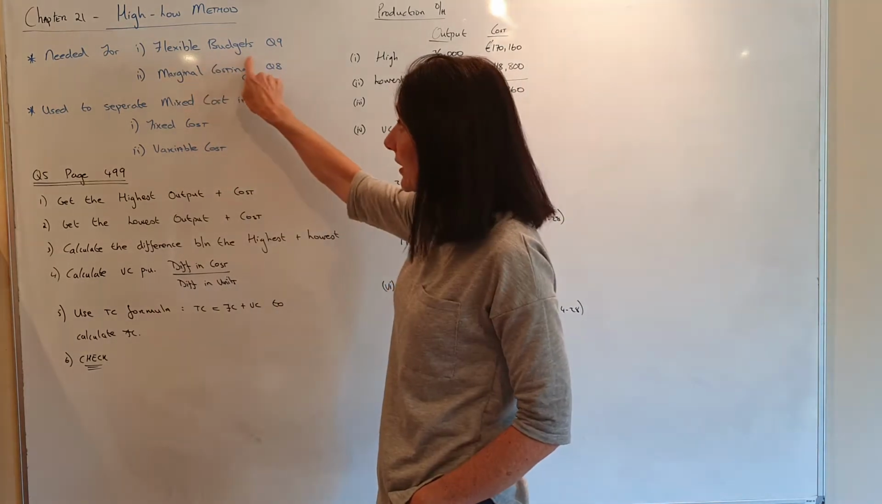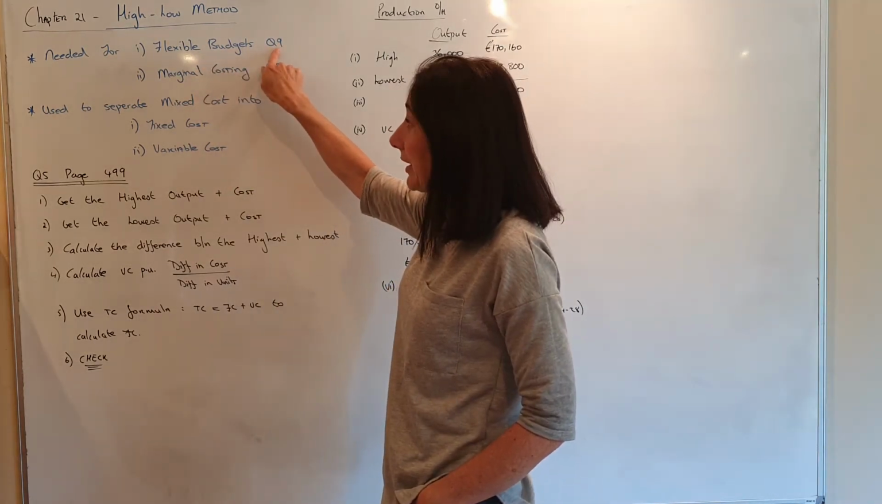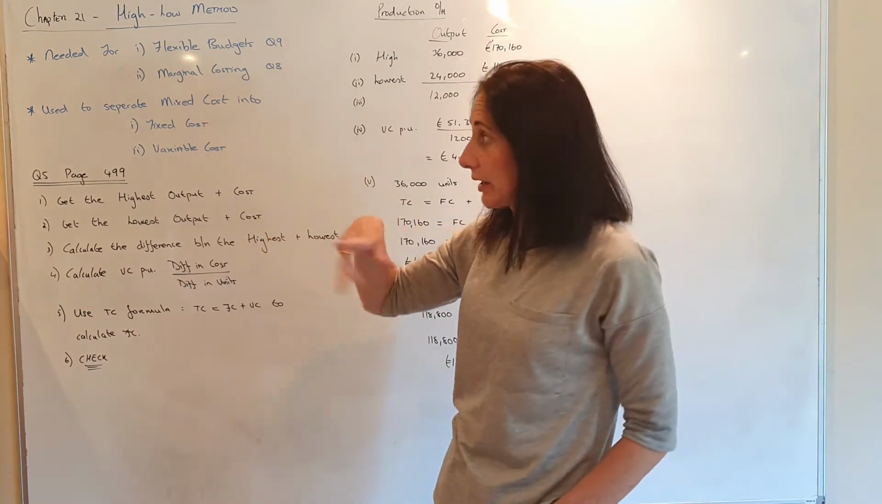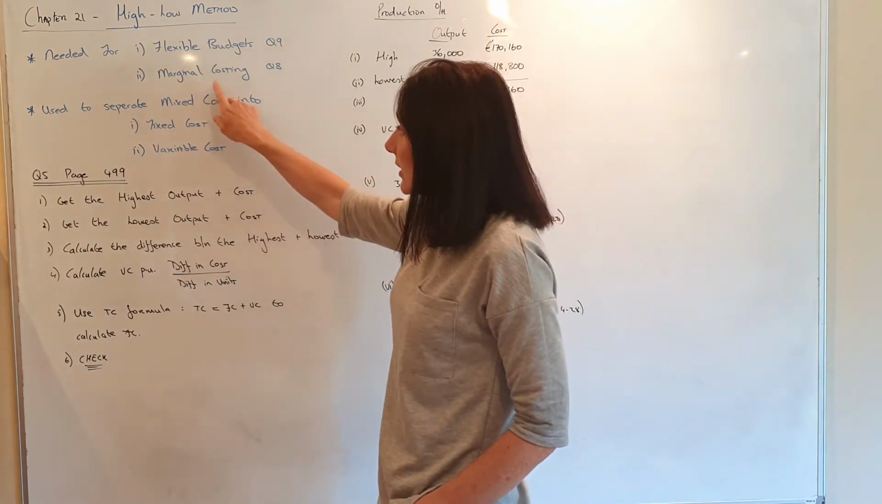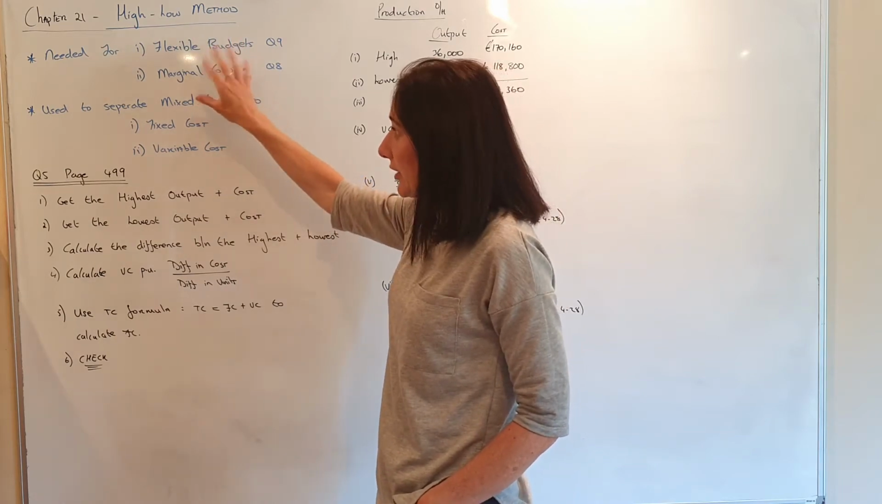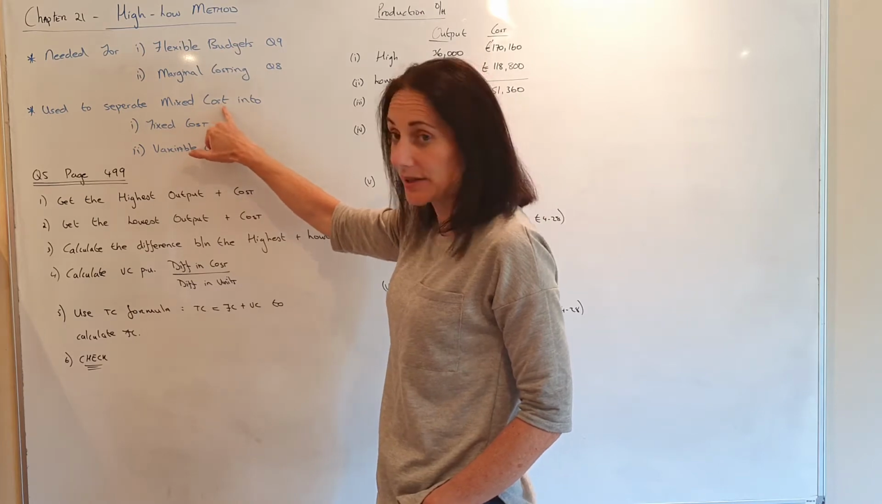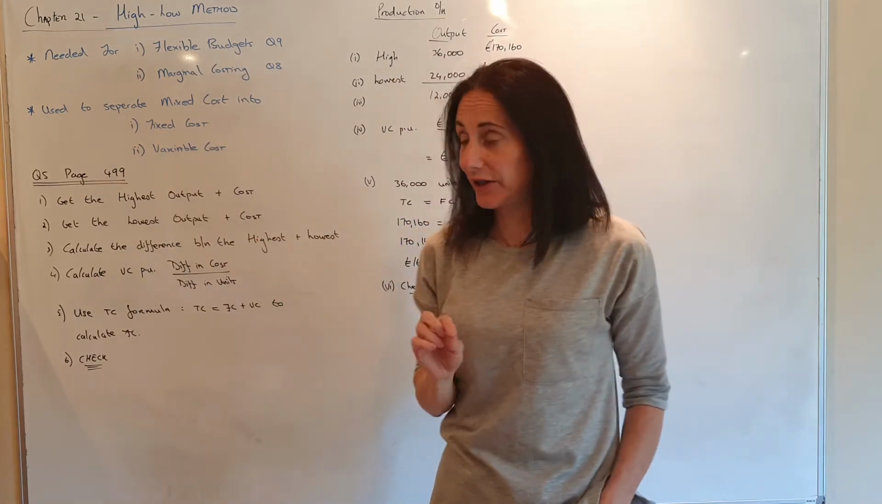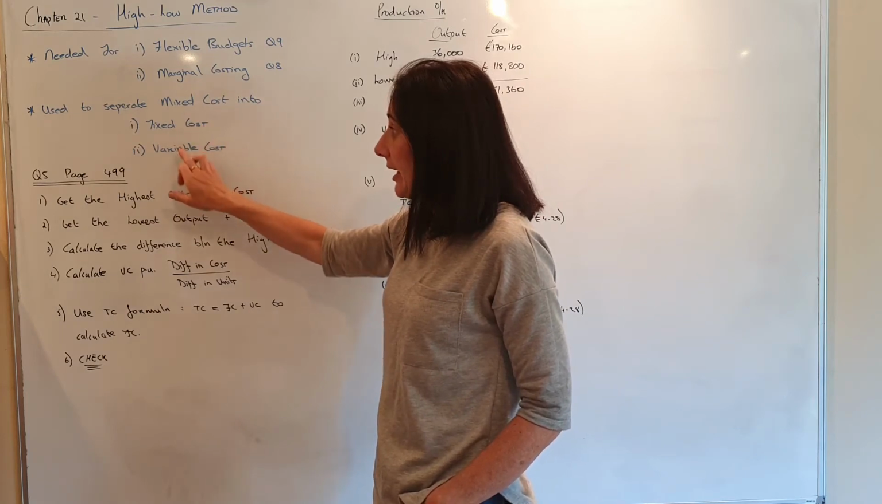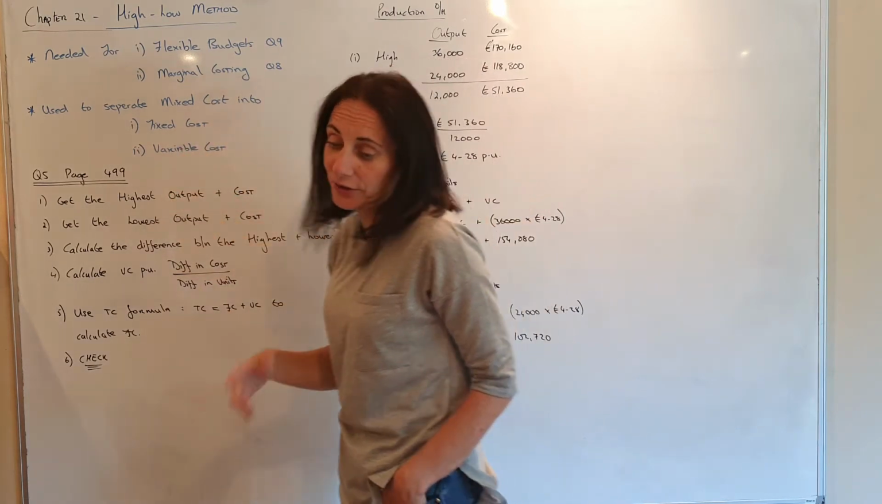So it can come up in your flexible budgets, which is question 9. And that's not a topic that comes up a lot, but you're starting to throw it up a little bit more, and it can appear in either one of the questions, and it's coming up in marginal costing, which is question 8. Now, high-low method is used to separate your mixed costs. Remember, we talked about mixed costs in the first video. So in your mixed cost, you need to know how much of it is fixed and how much of it is variable.